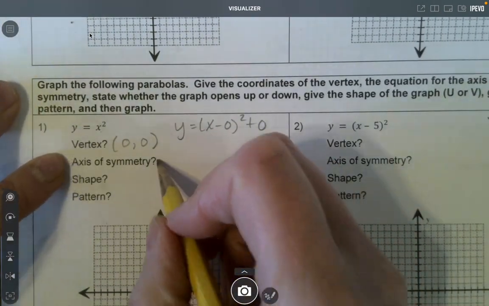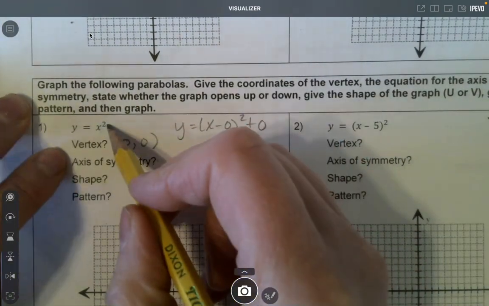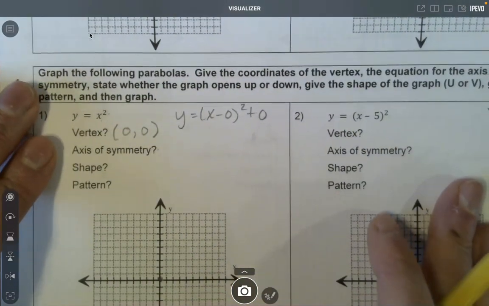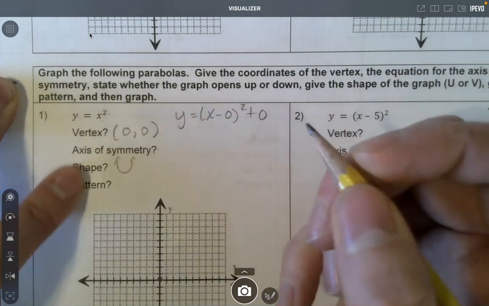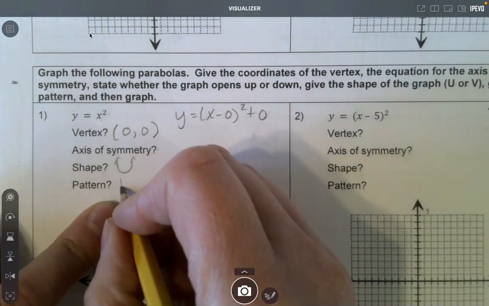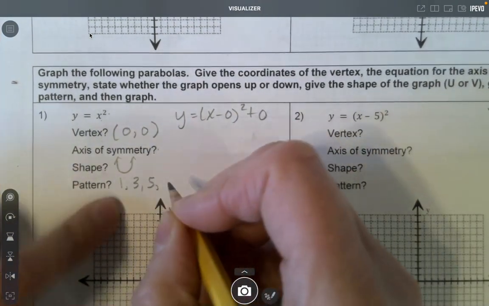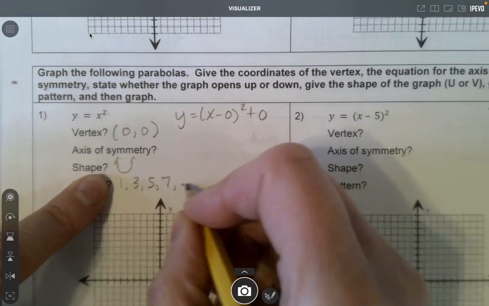We're going to skip axis of symmetry now. Because it's squared, we have to decide, is it going to be a U or a V? This is going to be a U shape. It's a parabola, it's squared, and my pattern is going to be the 1, 3, 5, 7. So whenever it's a U shape, it's going to be 1, 3, 5, 7.